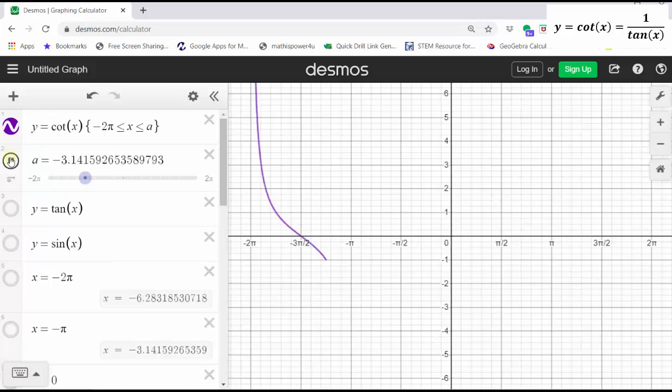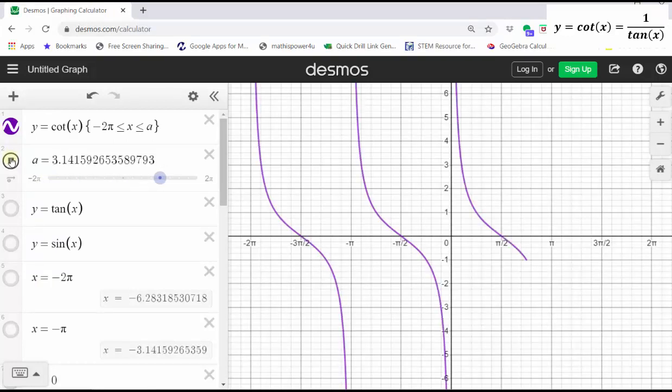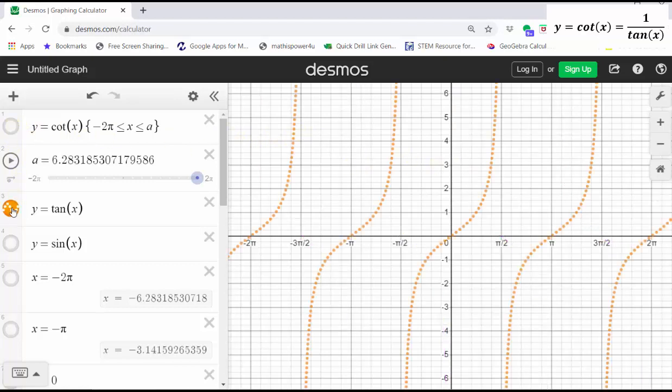Here we see the graph of y equals cotangent x over the closed interval from negative 2 pi radians to positive 2 pi radians. And now let's relate this graph to what we already know about the graph of the tangent function. So I'm going to go ahead and remove this graph and graph y equals tangent x.